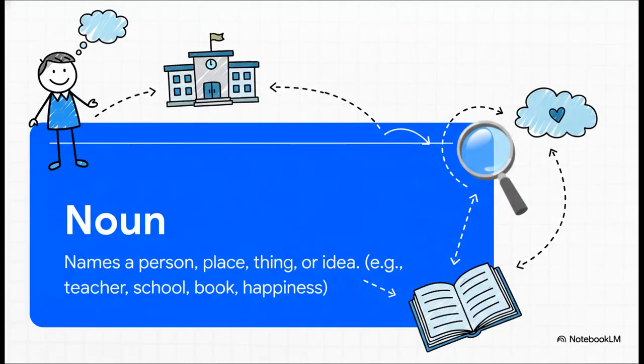First up, we've got the noun. This is the one most of us probably remember from school. It's super simple. It just gives a name to a person, a place, a thing, or even an abstract idea. So, words like teacher, school, book, or even a feeling like happiness, yep, those are all nouns.